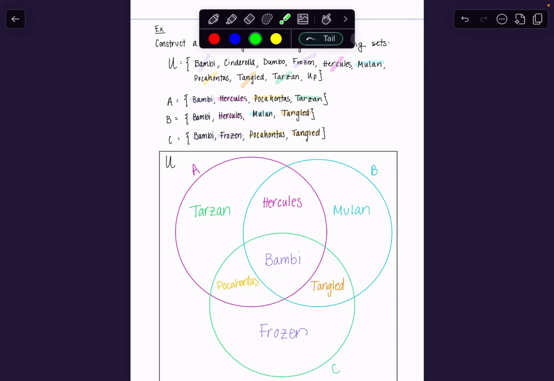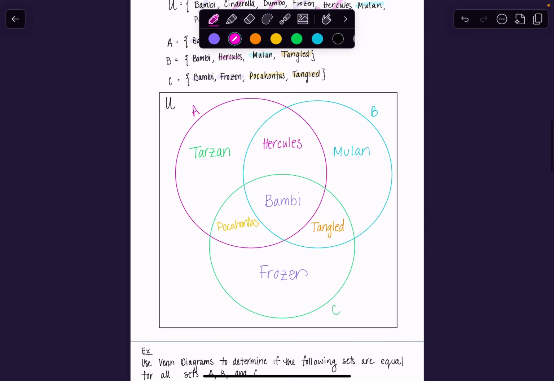Okay. So the only things that haven't found a home yet are Cinderella, Dumbo, and Up. So the 3 of those need to find a spot. So those just go on the outside. And so you can fill them in wherever you can fit them. Cinderella is kind of a long word, so let's put that down at the bottom. So we've got Cinderella, Dumbo, and Up. Okay. So this is our Venn diagram for these 3 sets.